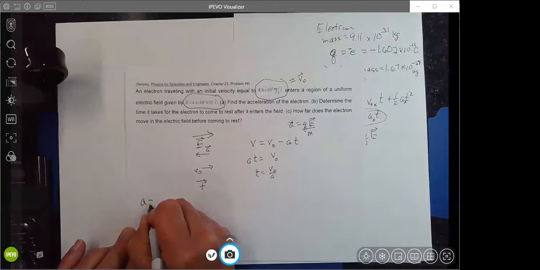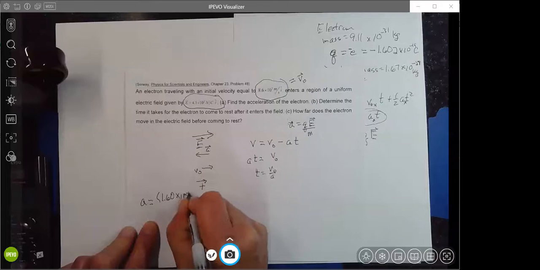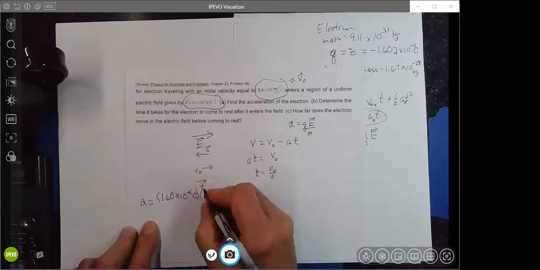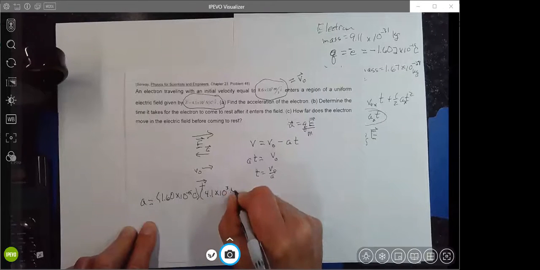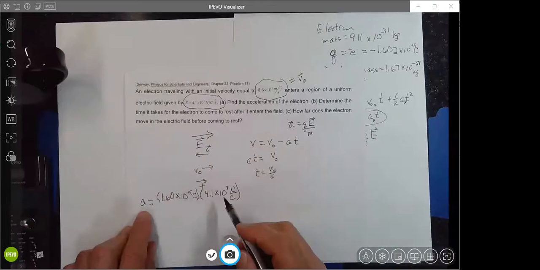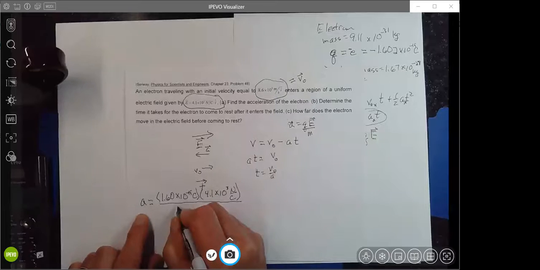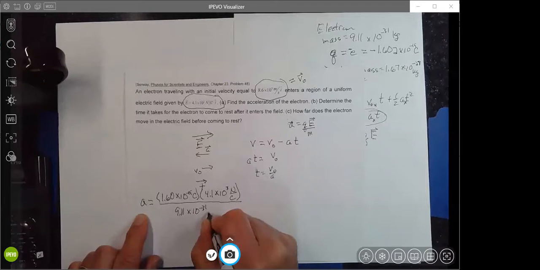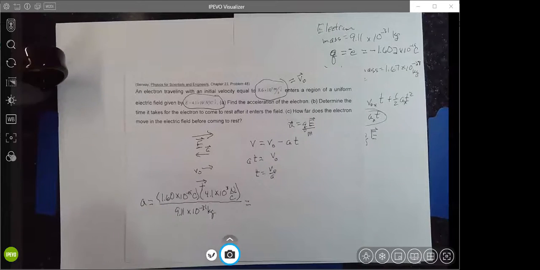The acceleration, magnitude-wise, is 1.60 times 10 to the minus 19th coulombs, and the electric field here is quite a bit stronger than the other one, 4.1 times 10 to the third newtons per coulomb. Actually, it's roughly 8 times stronger than that other one. And then divided by the mass of the electron, 9.11 times 10 to the minus 31 kilograms. It'll still be a big acceleration compared to what we're used to.